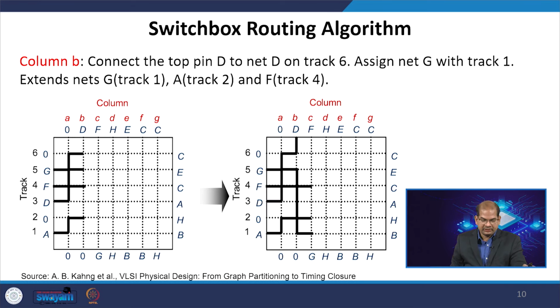Now, we will move to column B. In column B, we are allowed to do the routing in this area. Okay. So, what is the next pin there? If you can see, my next two pins are D and G. So, you can connect D to this side to do the connection, and from G I can move to track 1. Okay. I can go here till this point.